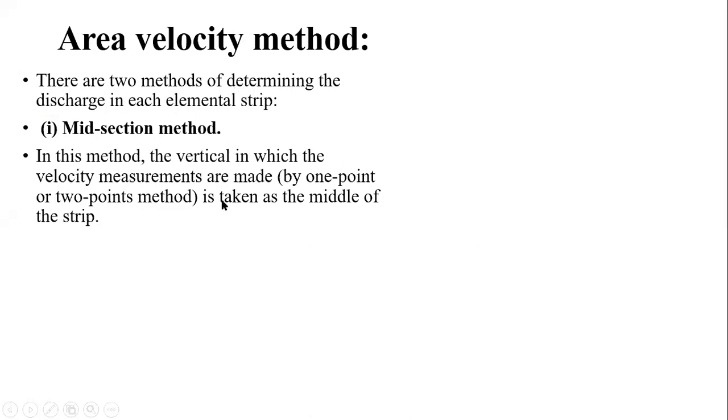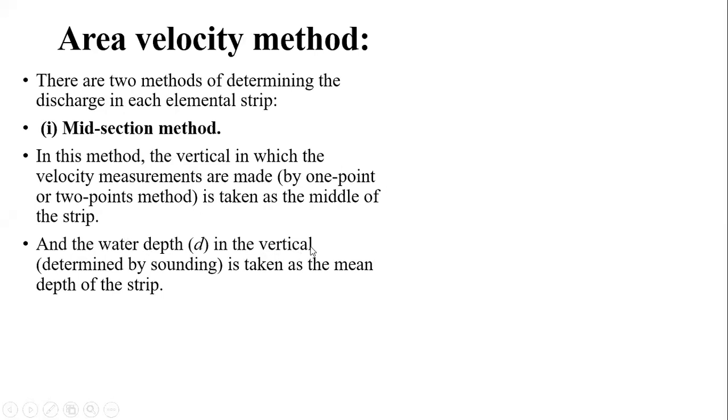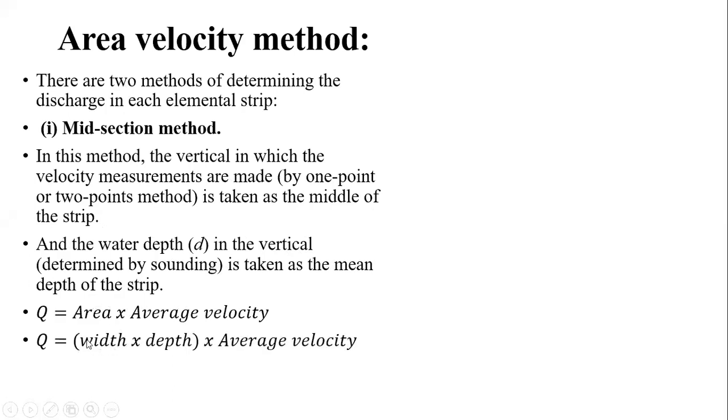Okay, and जो center line रहेगी उस पे वो readings लेंगे, that may be by 1 point or 2-point methods. After that, the water depth D in the vertical will be determined by sounding techniques. It will be the mean depth of the strip, यानी कि दोनों साइड पे जो वर्टिकल जो बाउंड्रीज थे उसका वो मीन आएगा. And then the discharge is measured as area into velocity. That velocity will be the average velocity and area will be width into depth. So width we know, depth we know, average velocity we have measured using a current meter, so we will get the discharge.